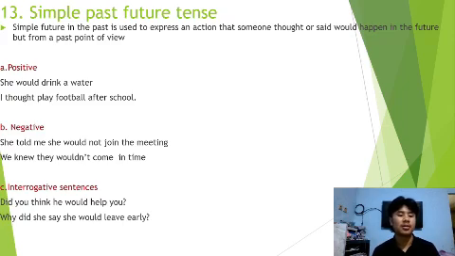Negative: she told me she wouldn't join the meeting. We knew they wouldn't come in time. Interrogative sentence: did you think he wouldn't help you? Why did she say she wouldn't leave early?